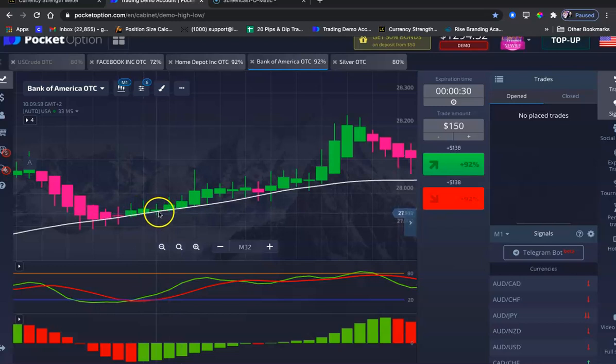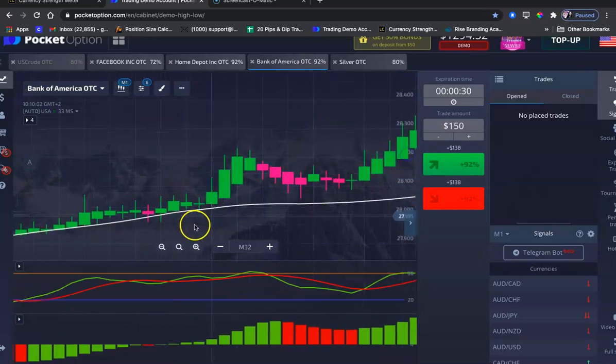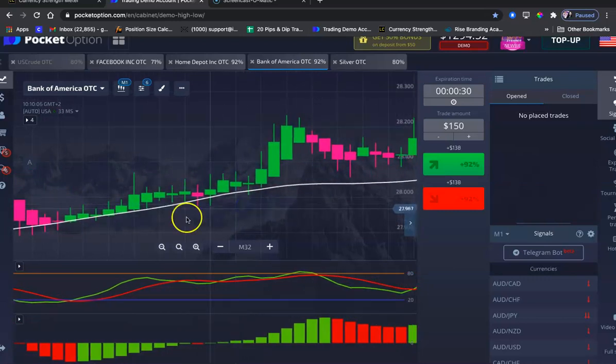Now, personally, I wouldn't have gotten into any of these sales there. I wouldn't have done that. Because why? Because the candles are very small. It's just not showing me a strong trend yet. So when this shows me a strong trend, then I'm going to get in, right?